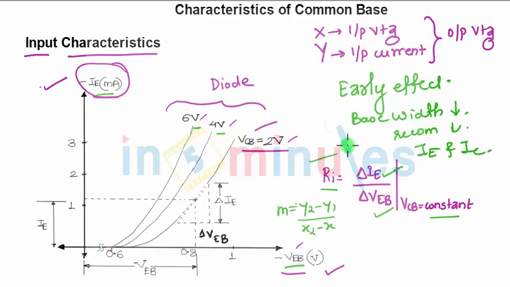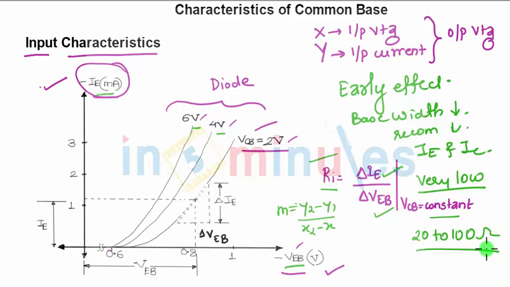Now at the input of the transistor you have a diode which is forward biased. So the input resistance value is very low. How much is the value? It is in the range of say 20 to 100 ohms. The value of the input resistance is very less.